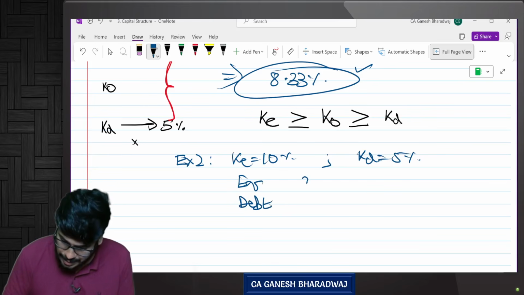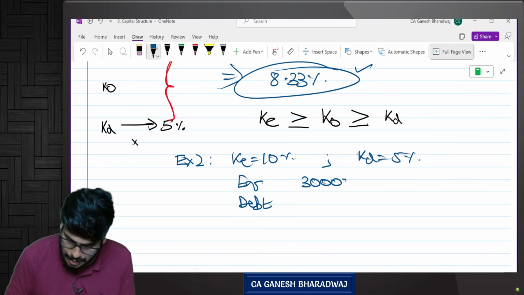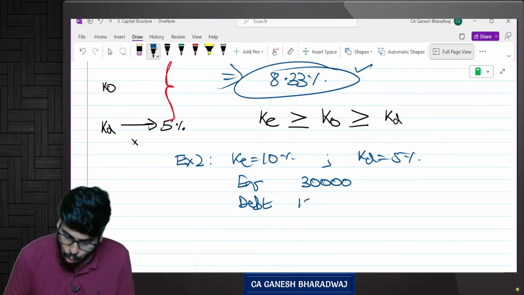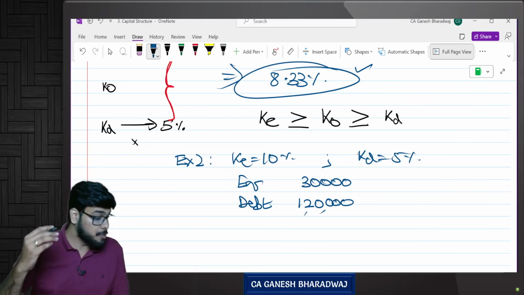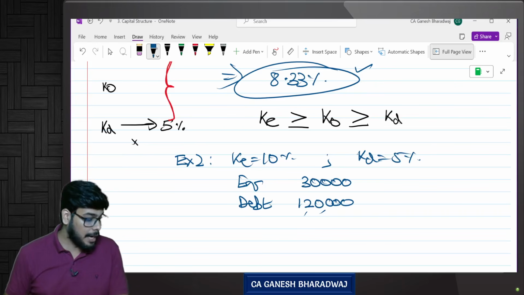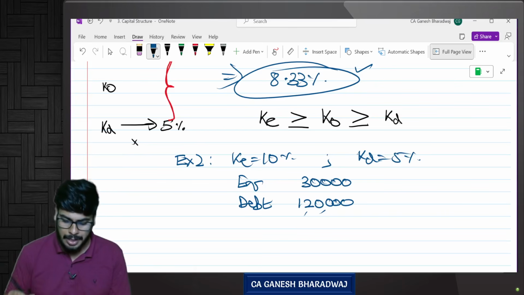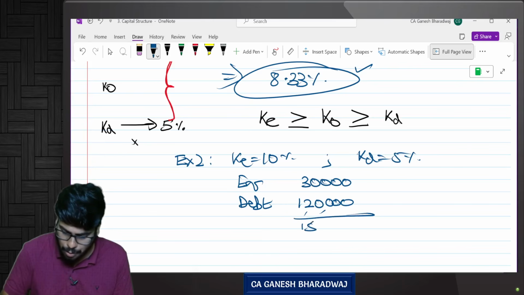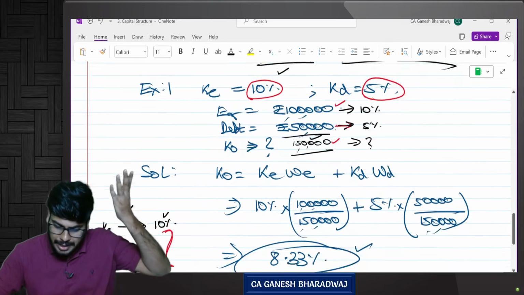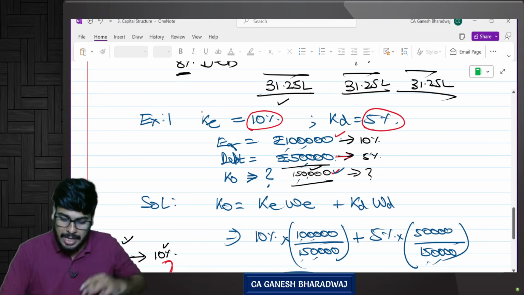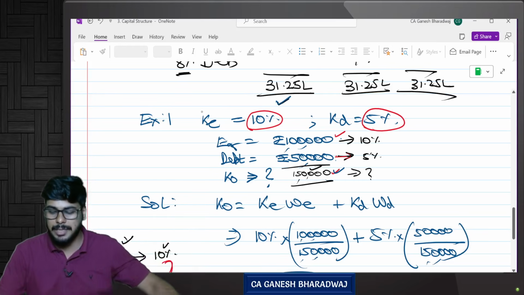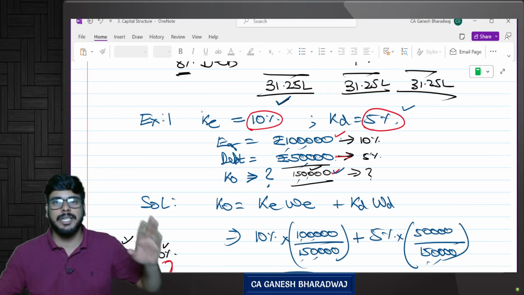So equity, I am saying, is 30,000 rupees. Now debt is going to be how much? 1,20,000 rupees. Equity is 30,000 rupees and debt is going to be 1,20,000 rupees. Clear or not? Now you tell me, what is the total amount raised? 1,50,000. Now, has this amount changed? No. In the previous example also, the overall amount raised was 1,50,000. KE standalone was 10%. KD was 5%. Are you clear with this?